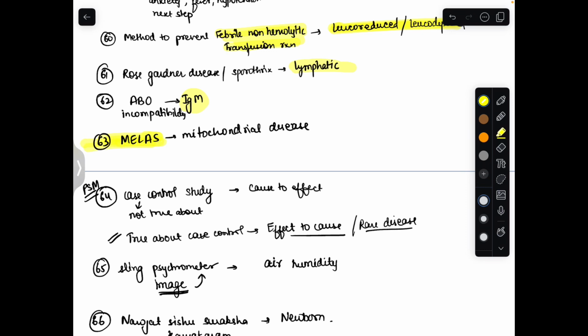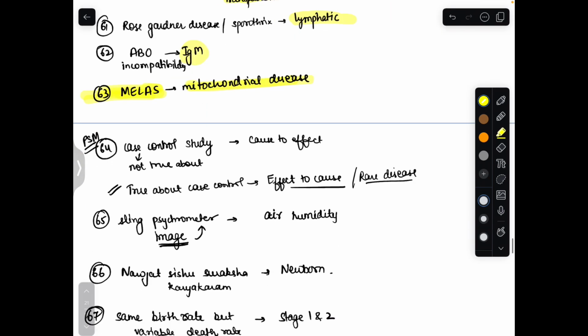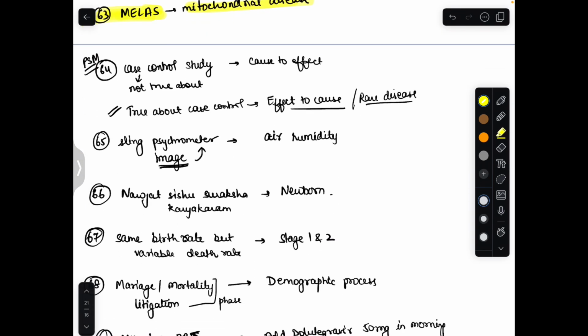Will be there. And in one question, this full form was mentioned in the question. I don't say the short form; it may be written as metabolic encephalopathy, lactic acidosis. These things were mentioned in the question, and for that the correct answer is mitochondrial disease.